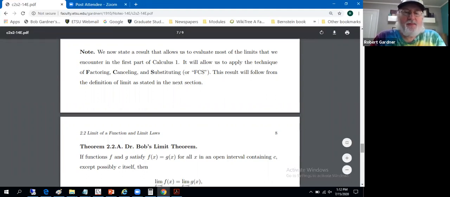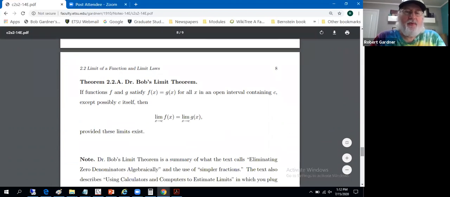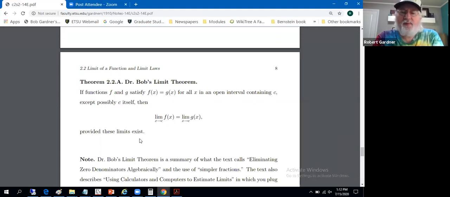But here's my statement. Dr. Bob's limit theorem, theorem 2.2.a, says if functions f and g satisfy the fact that f of x equals g of x for all x in an open interval containing c, except possibly at c itself, then the limits are the same. So this is a slightly more formal way of stating some things we observed before. The functions are maybe different, but the limits are the same.